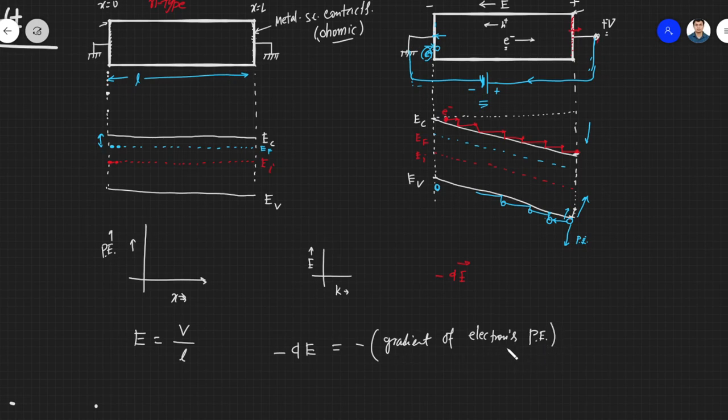So the gradient of potential energy, its unit is again force, and the left side is also force, right? So how do you find the gradient of potential energy? Now the electron's potential energy we define as the energy of the conduction band, or the band edge, right? This Ec is the potential energy of the free electron. So it's like minus dEc by dx, the gradient. We can name this equation 1.